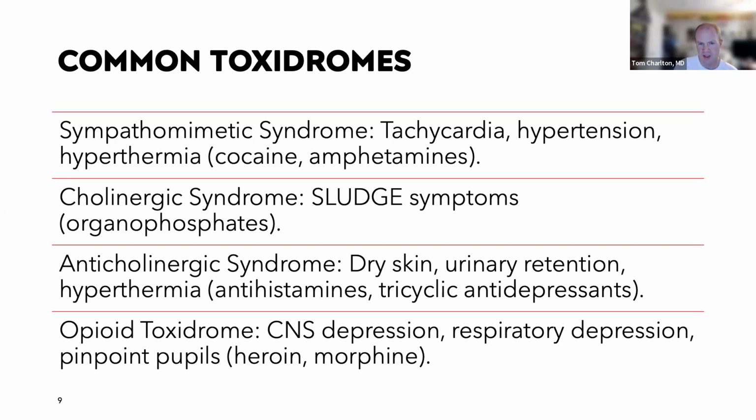Anticholinergic syndrome, which is dry skin, urinary retention, hyperthermia, and these are typically antihistamines, and sometimes some tricyclic antidepressants will do this in overdoses. And then the one that we're probably the most familiar with, which is the opioids. Unfortunately, it's still endemic in our community, and so we see a lot of this. CNS depression, respiratory depression, pinpoint pupils, and of course, this is caused by heroin, morphine, Percocet, hydrocodone, fentanyl, carfentanil, all those meds.